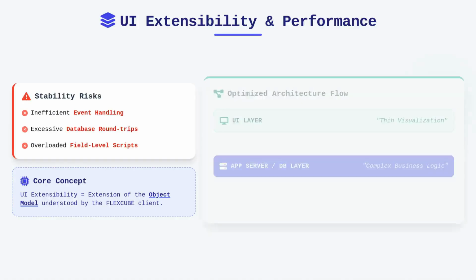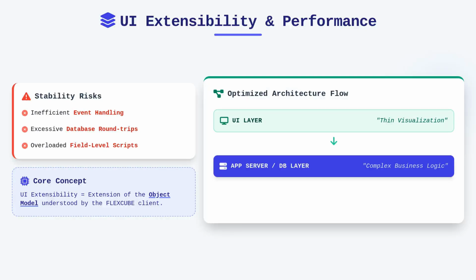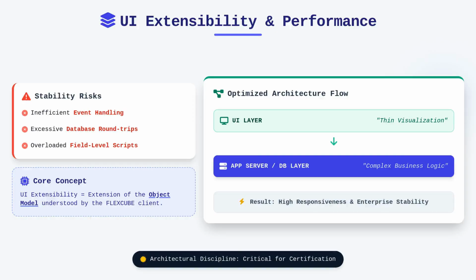By keeping the UI layer as a thin visualization component, you ensure that the system remains responsive, even when performing complex operations or handling large transaction volumes. This architectural discipline is the hallmark of a system architect who understands the implications of enterprise-grade software design and is something frequently tested in the certification environment.